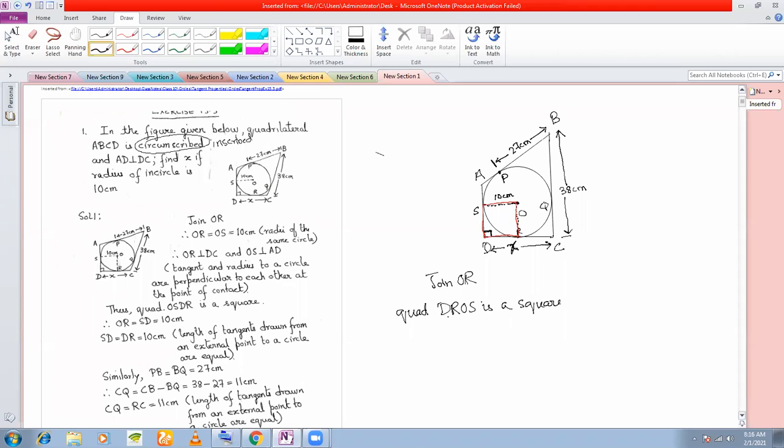Why should it be a square? Because of the 90 degree angle? Okay, one reason is the 90 degree angle, but it can be a rectangle also. No, all the four angles are 90 degree. Tangent and radius are at 90 degree.